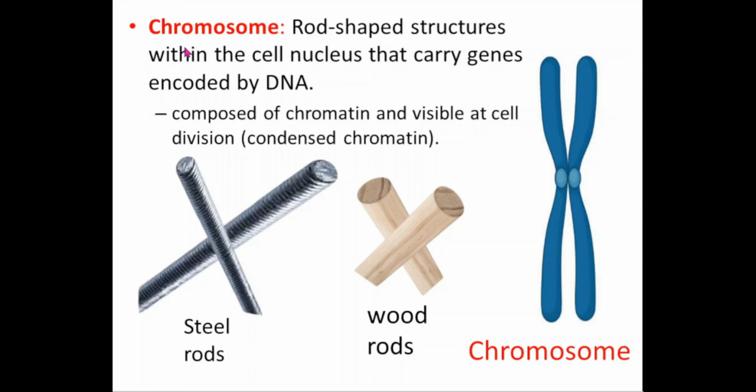What is a chromosome? These are rod-shaped structures within the cell nucleus that carry genes encoded by DNA. This is the genetic material, and the genetic material in eukaryotes is found where? In the nucleus. Therefore, chromosomes are found in the nucleus. When you say rod shape, this kind of shape. These are what? Steel rods. And these are wood rods. So a chromosome looks like these things, which are rod-shaped.